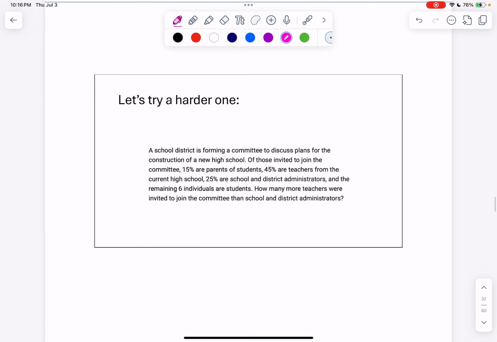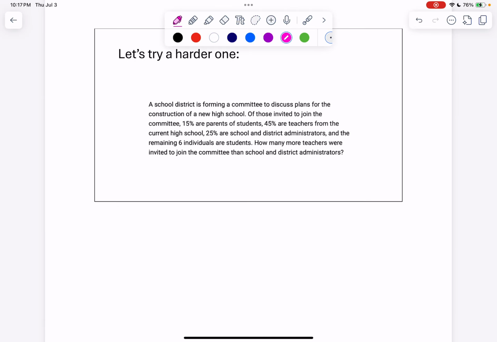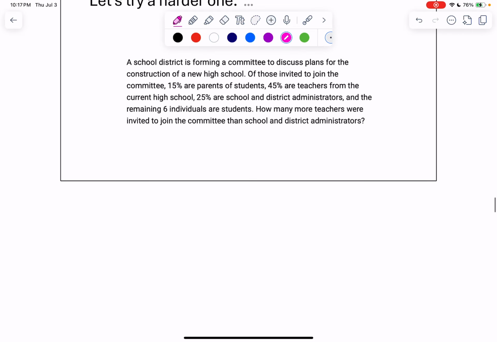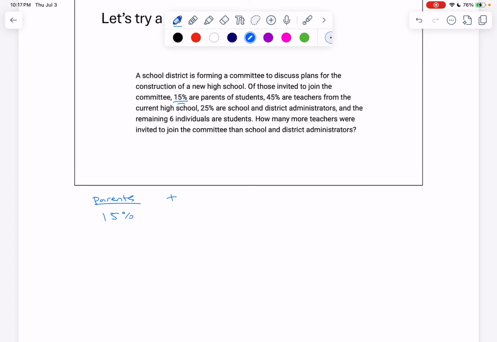So let's try a bit of a tricky one that works with our percents and the concept of percents. This one says, a school district is forming a committee to discuss plans for the construction of a new high school. So let's extract the information as we read. Of those invited to join the committee, 15% are parents of students. So I'm going to write parents. We have 15%. 45% are teachers. So teachers, that's 45%.